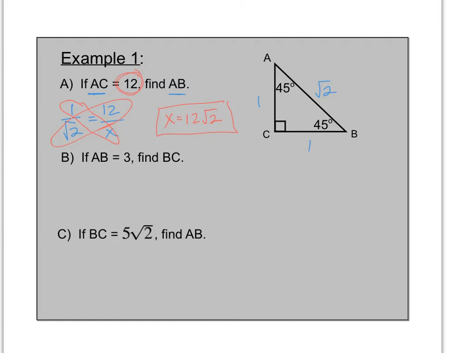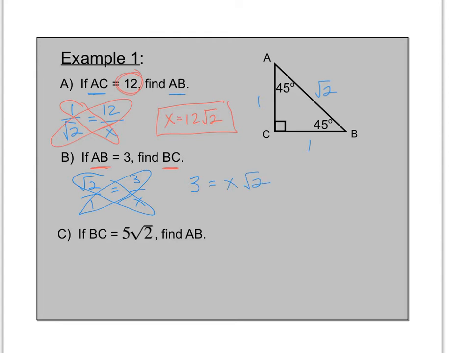Let's try part B. So in this case, we're working with AB and BC. The ratio of AB to BC is root 2 to 1. Now we know AB is 3. We want to find BC. Set up your proportion, cross multiply. 3 times 1 is 3. X times root 2 is x root 2.